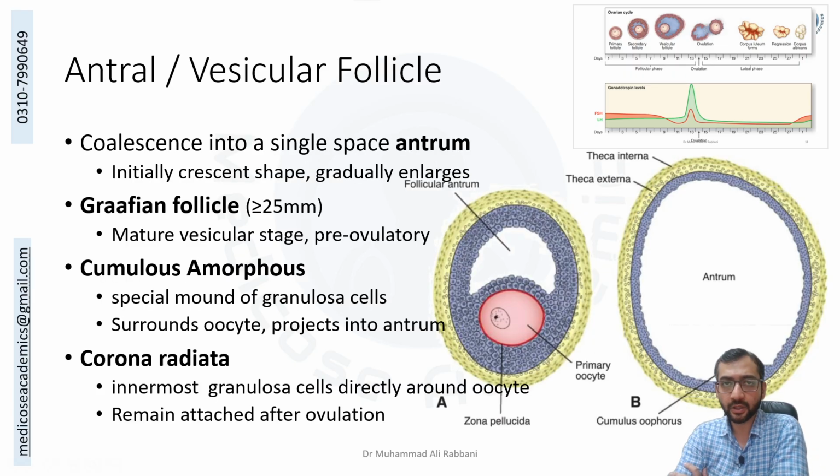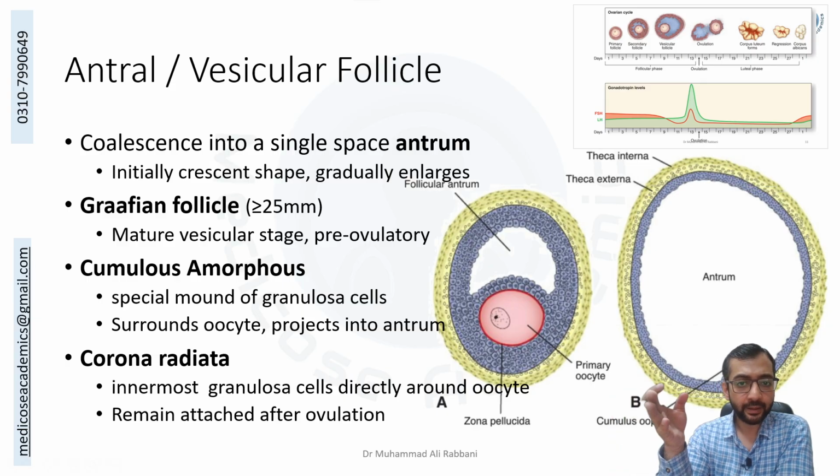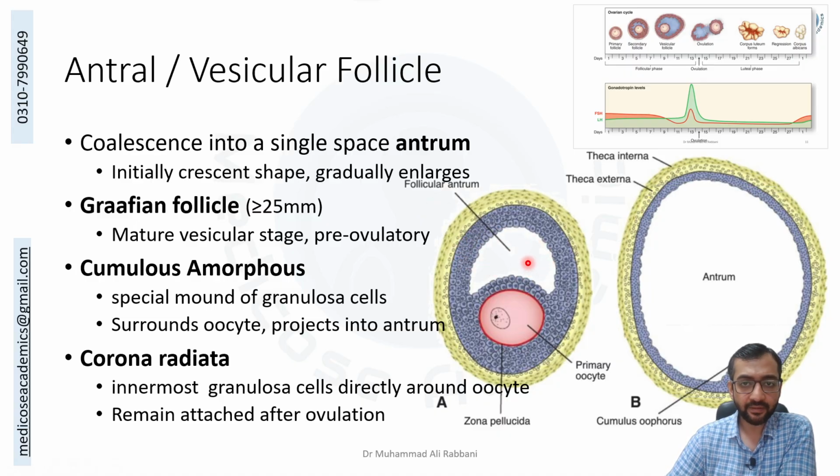Then antral or vesicular follicles. Some books like Langman's consider them the mature, more developed stage of secondary follicles. Some books separate it as after the secondary follicle, and some consider it a part of the secondary follicular stage. So don't worry, the basic crux is the same. As the spaces collect to form the common cavity that is called the antrum, this is now called the antral follicle. It starts to enlarge until it reaches the mature size, and that mature size is about 25 millimeters. 25 millimeters means 2.5 centimeters.